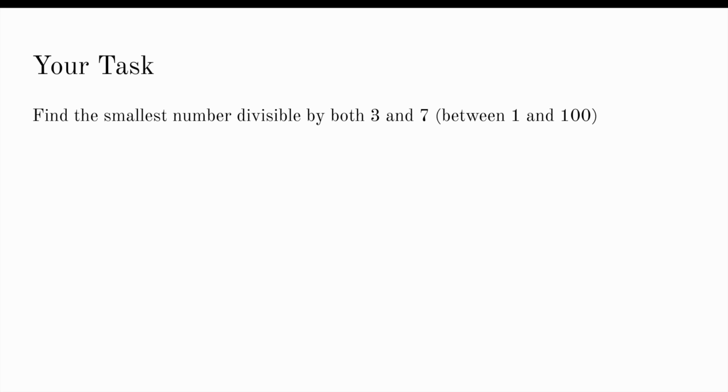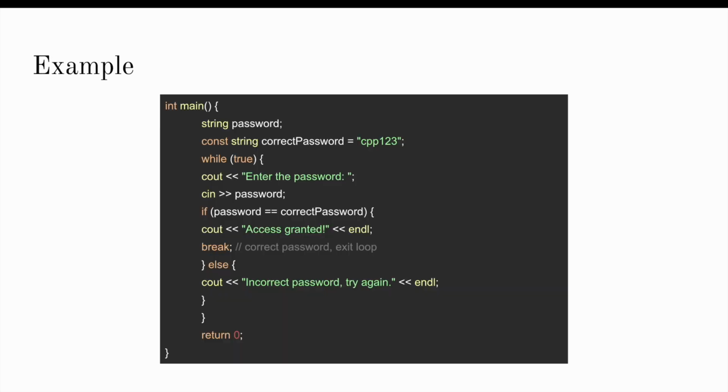Find the smallest number divisible by both 3 and 7 between 1 and 100. Okay, that's your task. You need to do that.